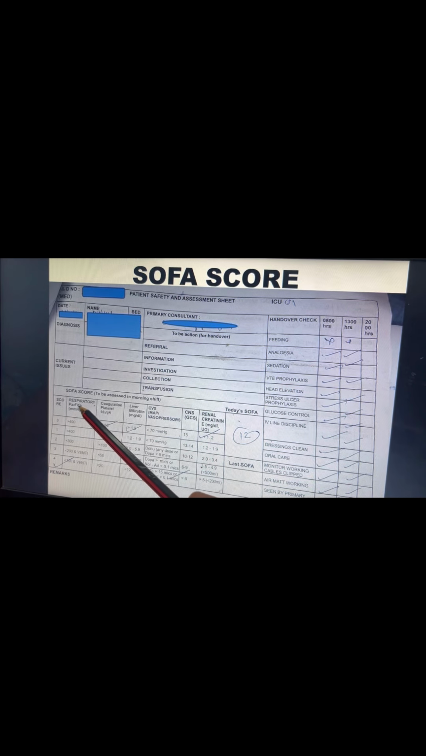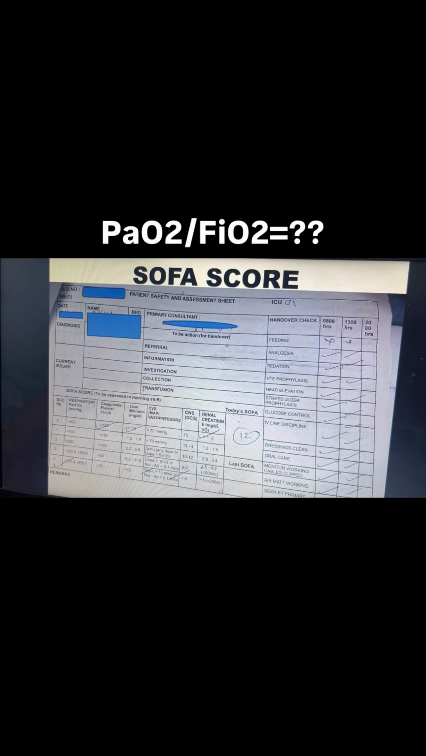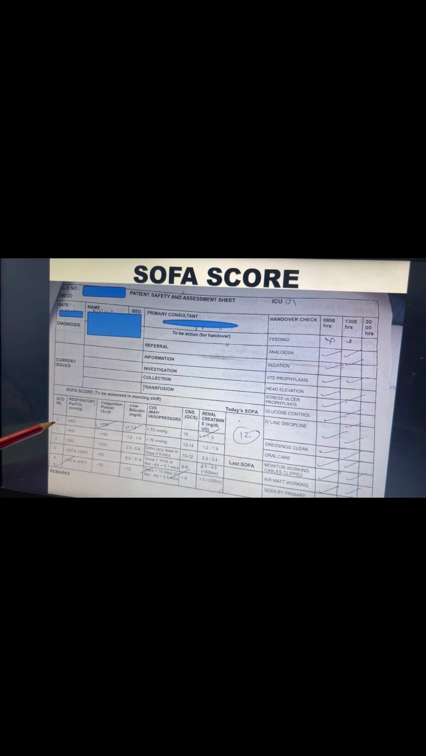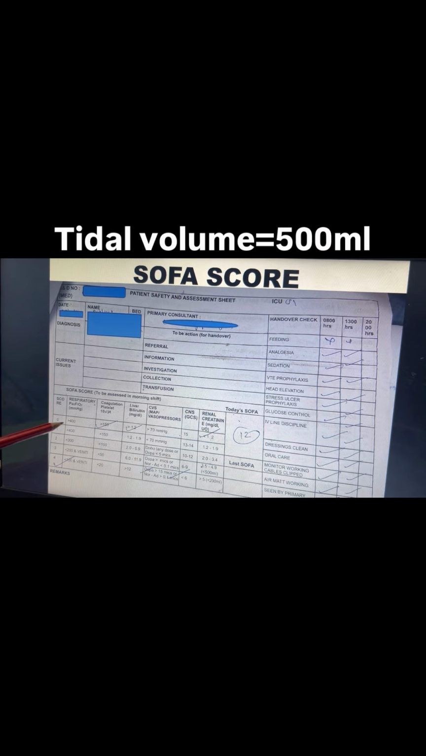For example, in respiratory system we have to see the partial pressure of the arterial oxygen and the fraction of the inspired oxygen. If the partial pressure of the arterial oxygen is 100, and suppose the fraction of the inspired oxygen is 21%, then we divide them both and we will get our value, which comes greater than 400. If it is greater than 400, we will give the score 0.